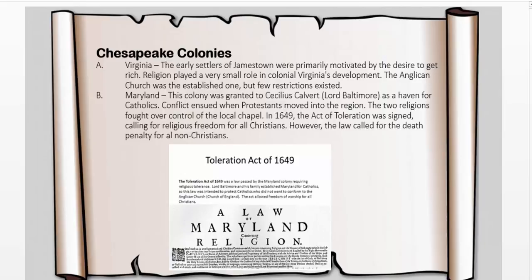Maryland, on the other hand, allowed some level of religious freedom. Maryland originally was a colony for Catholics. It was given as a land grant to Cecilius Calvert, who was known as Lord Baltimore. But when Protestants moved in, conflict arose, and they were basically fighting over control of the local chapel. In 1649, they passed the Religious Toleration Act, which allowed for freedom of religion for all Christian people. But it's not the most tolerant, especially since for anybody who was not a Christian, the punishment was death.